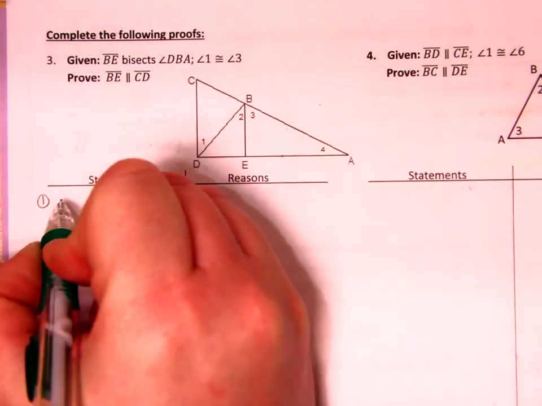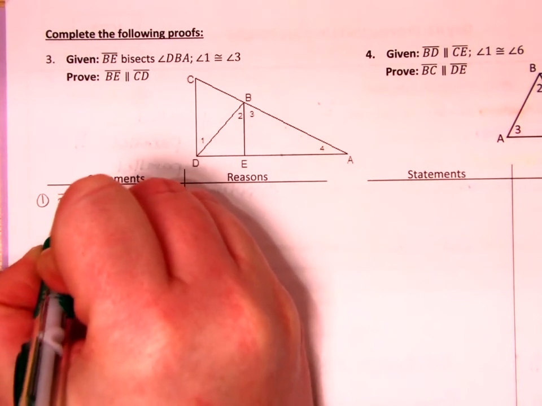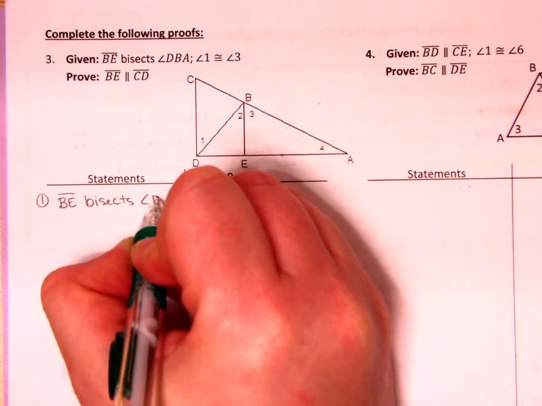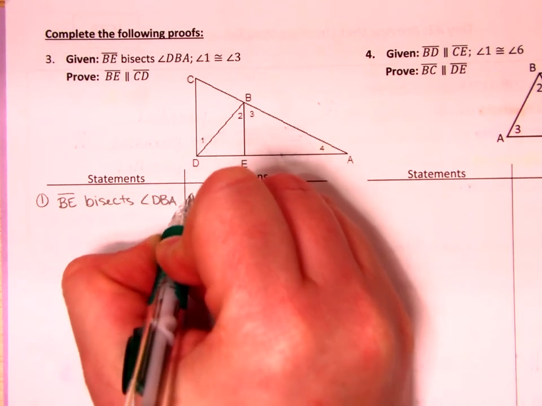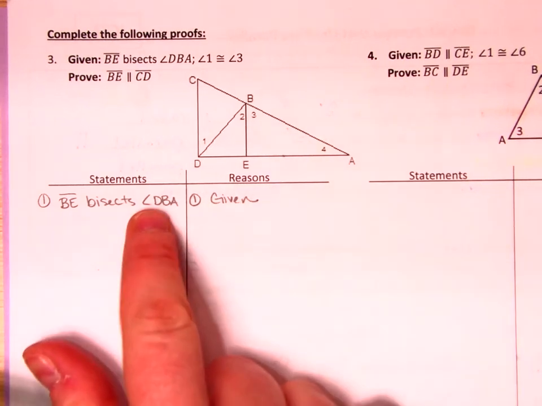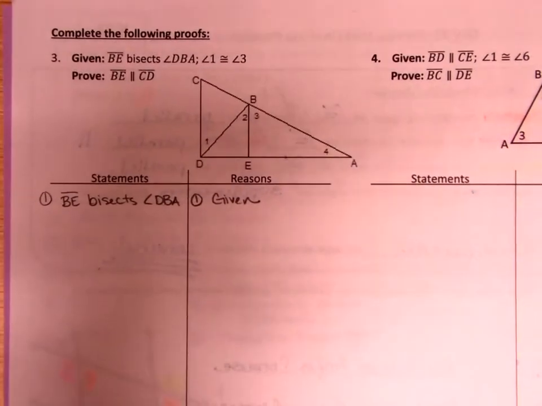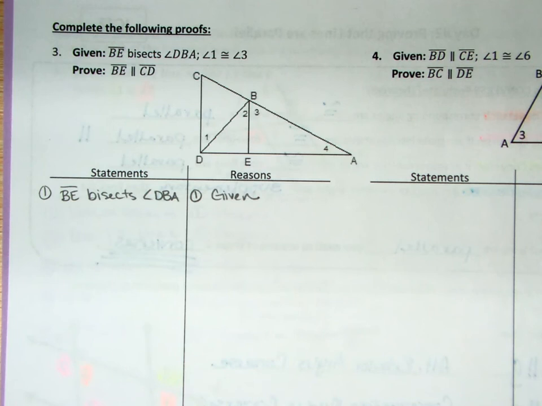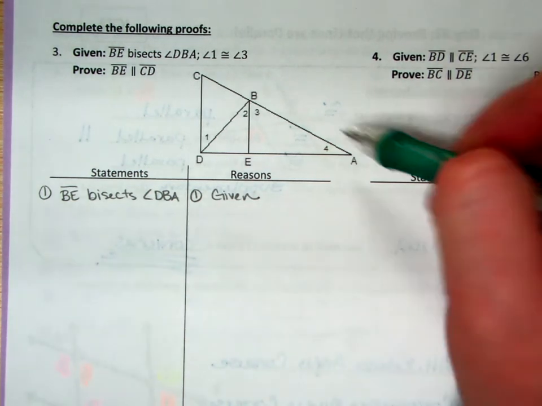Number 1. Segment BE bisects angle DBA. That is given. This is a bisect, so I'm not going to just throw that angle 1 is congruent to angle 3 down. I'm going to actually use my bisecting first. So BE bisects angle DBA. DBA is right here.